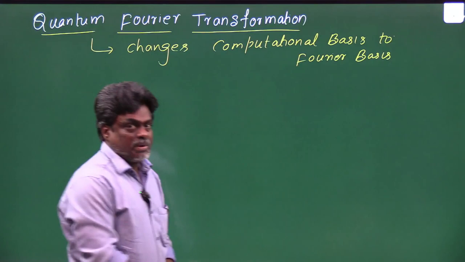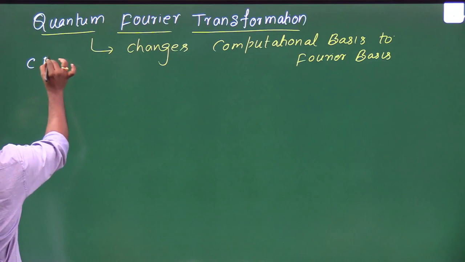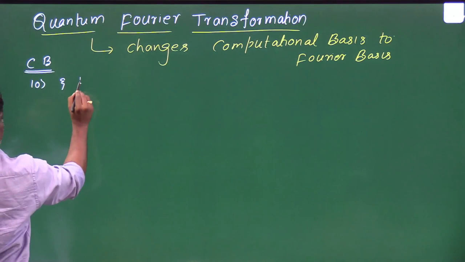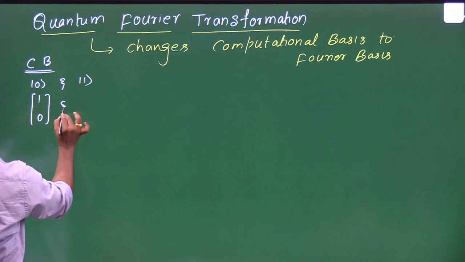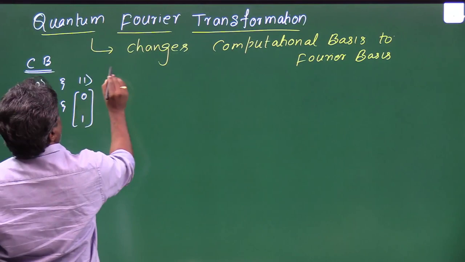First, let us discuss briefly about the computational basis. I hope we know what these computational bases are. This is 0 and 1, the Z basis, and we can write this as (1, 0) and this is (0, 1). And we are transforming these to the Fourier basis.